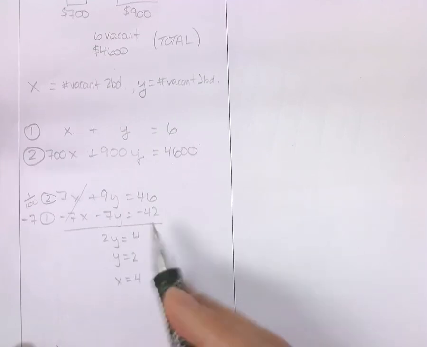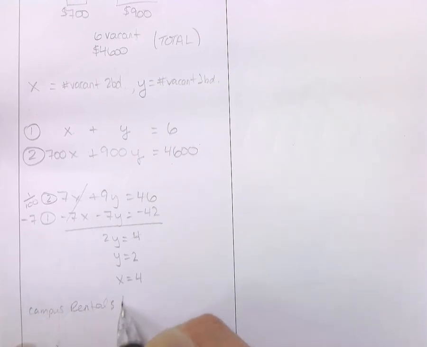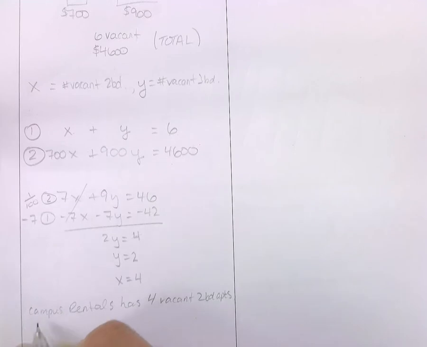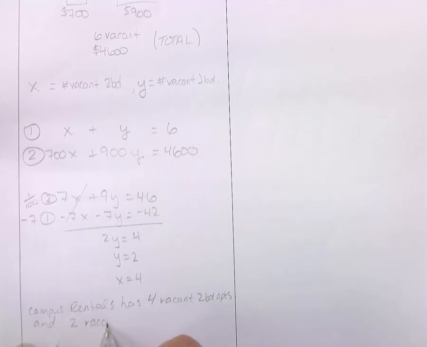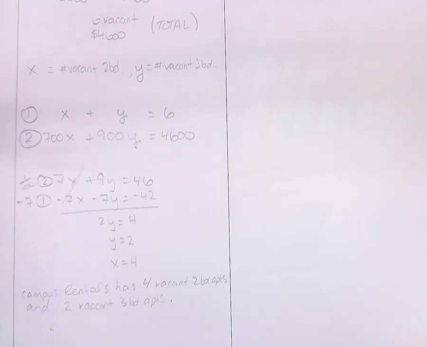Okay, the last thing you're going to write is you're just going to say Campus Rentals has 4 vacant 2-bedroom apartments and 2 vacant 3-bedroom apartments. Because you're going to answer the question, because the question was, how many vacant apartments do they have? And you're going to tell them.